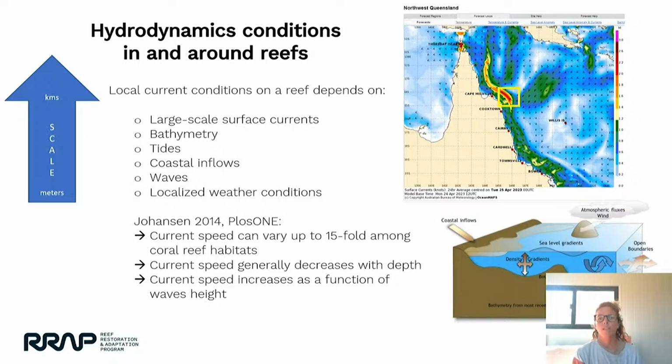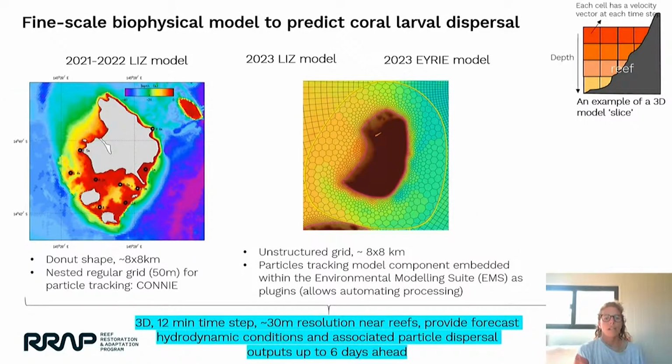From studies measuring currents on coral reefs, we know that, for example, current speed can vary up to 15-fold among coral reef habitats. Luckily, there has been lots of effort over many decades into modeling the hydrodynamic environment in various habitats and at various scales. And we are making use of this accumulated knowledge to test a fine-scale biophysical model and its ability to predict coral larval dispersal during restoration interventions.